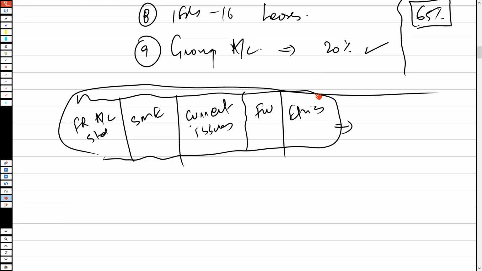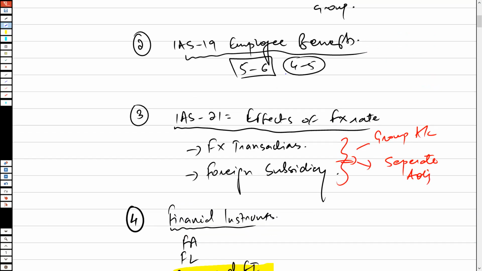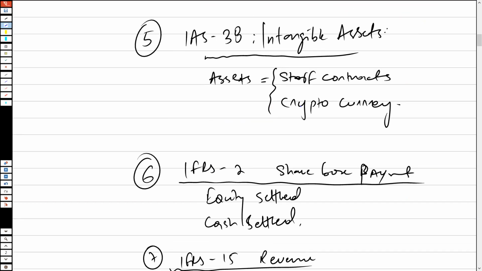Now see, there is another thing which I would tell you, which is basically the 80-80 rule. What is that 80-80 rule? A lot of students. What does 4 to 5 relate under IAS 9? Okay, it says that either 5 to 6 marks or 4 to 5 marks. That's what I'm telling you.